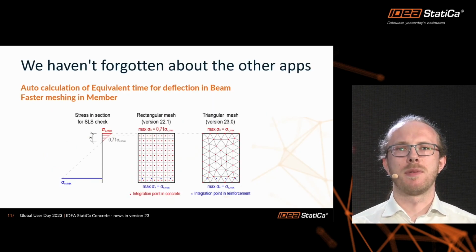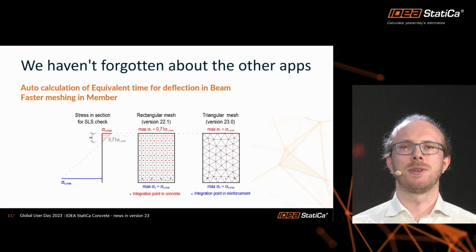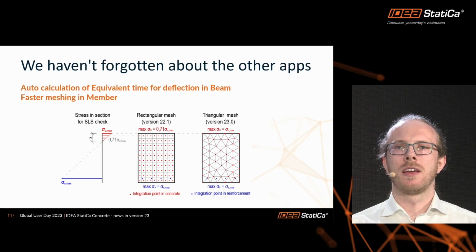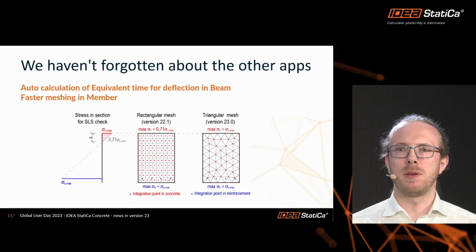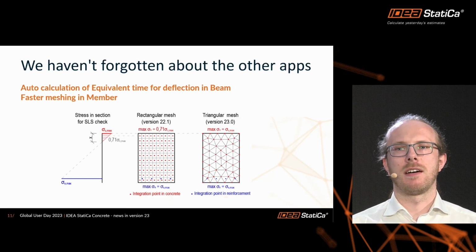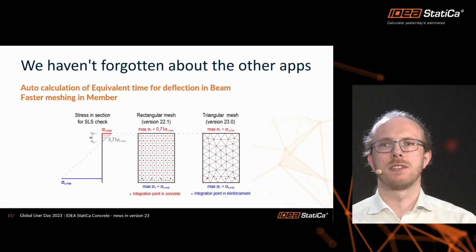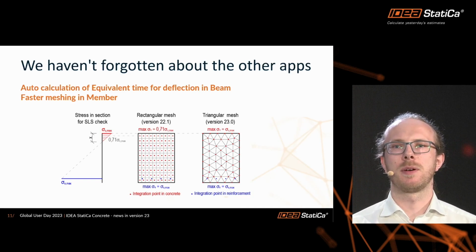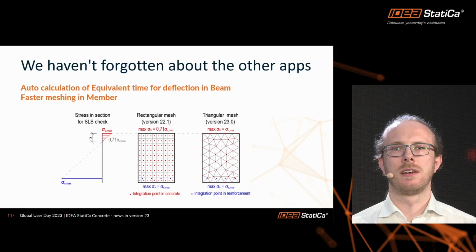We haven't forgotten about our other applications, so enough about Detail. We have also improved, for example, Beam application, auto calculation of equivalent time for deflection has been added. A brand new triangular mesh has been implemented to Member application. It will be faster and more precise.